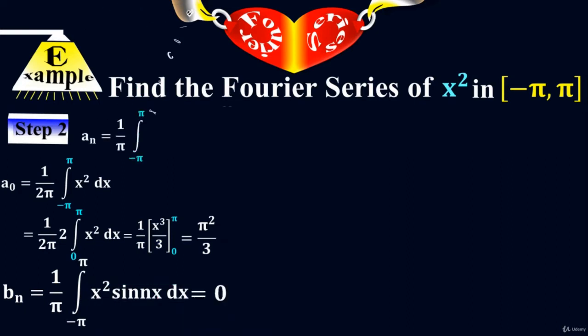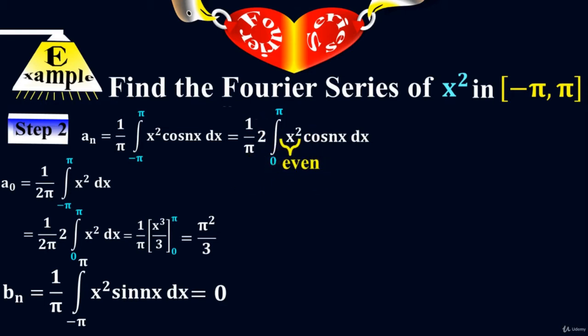Now let me take a sub n, which equals 1 over pi times the integral of x squared times cos nx dx, which equals 1 over pi times 2 times the integral of x squared times cos nx dx, with the limit from 0 to plus pi, because I multiplied it by 2. The given function f of x is x squared, which is an even function. Cos nx is also an even function, so even times even equals even. It makes this whole thing even. Therefore I'm able to solve for a sub n.